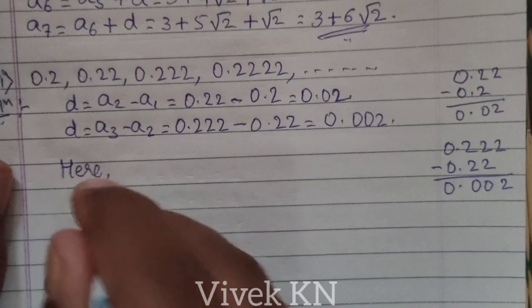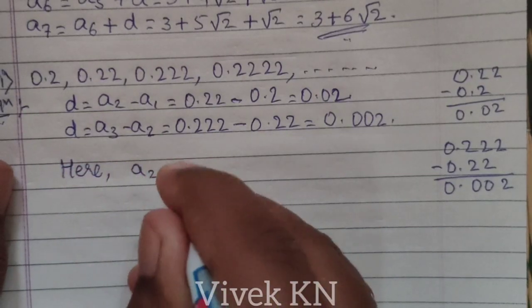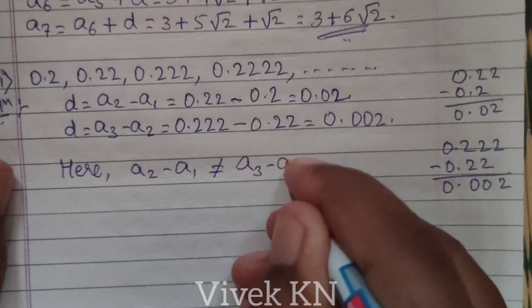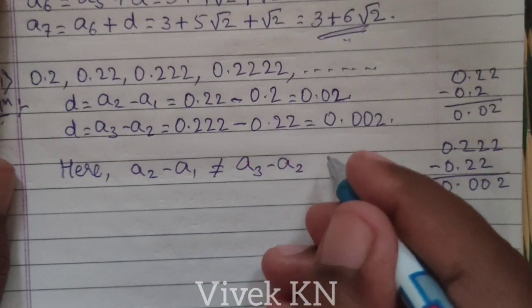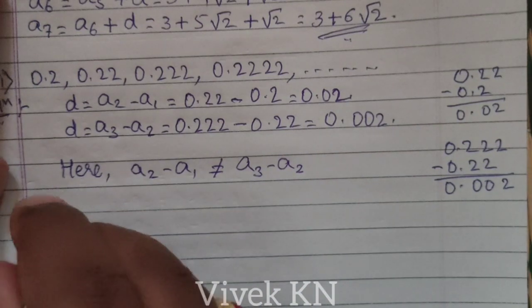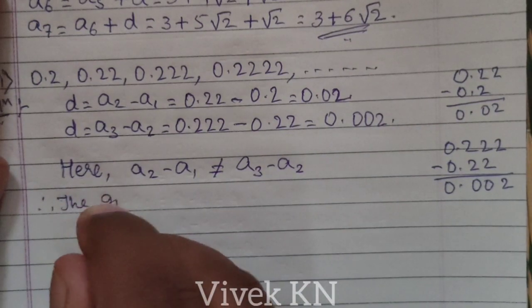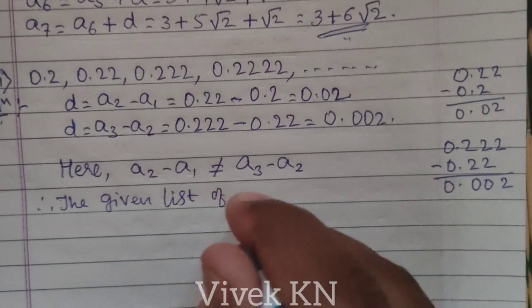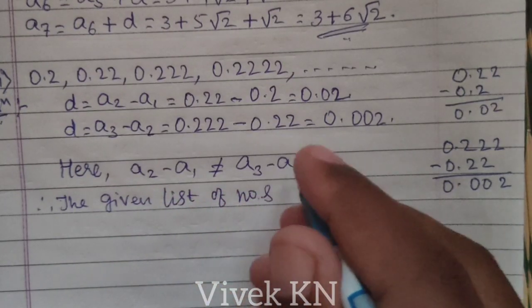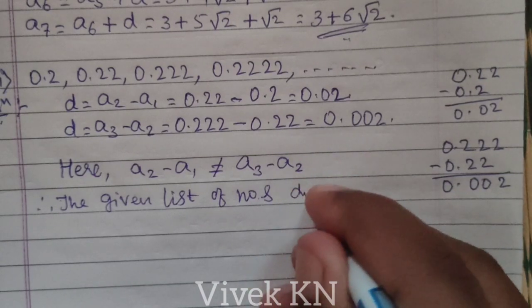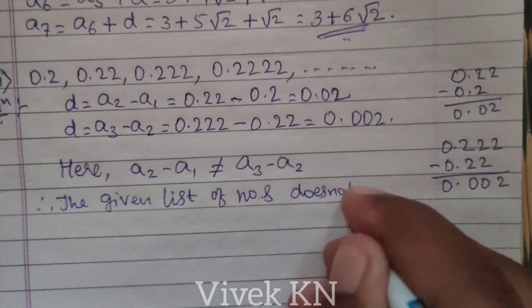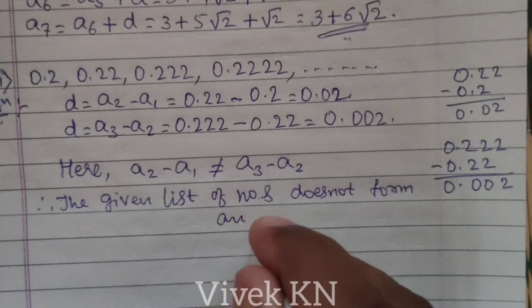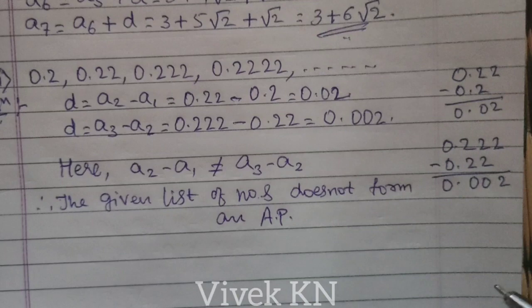Here a2 minus a1 is not equal to a3 minus a2. Therefore, the given list of numbers does not form an arithmetic progression.